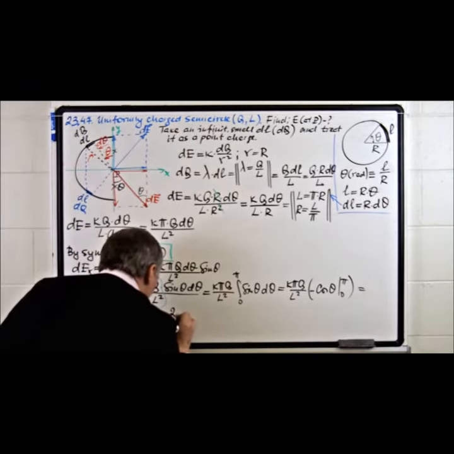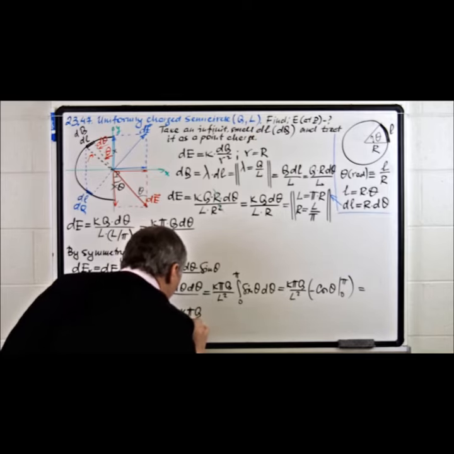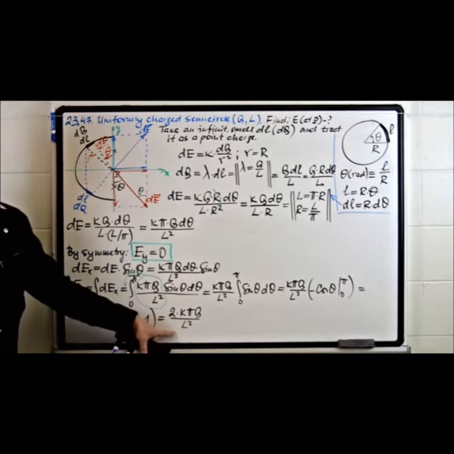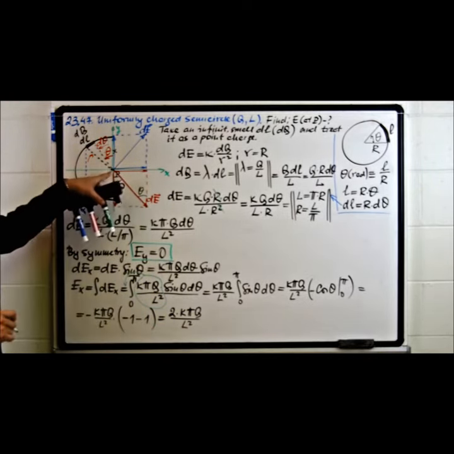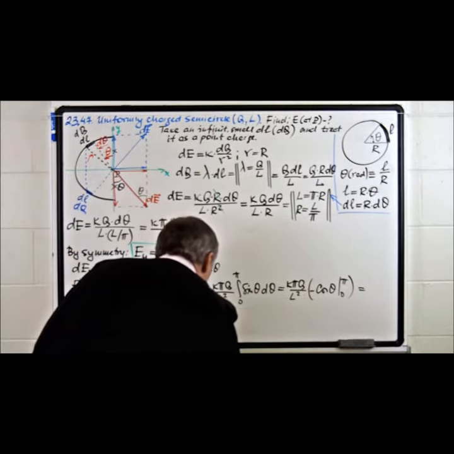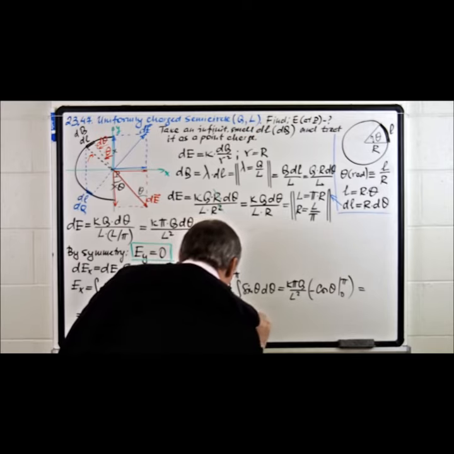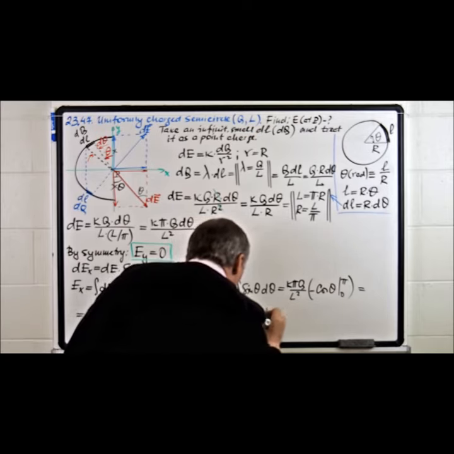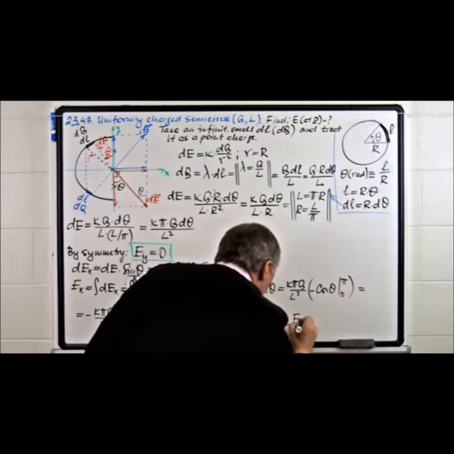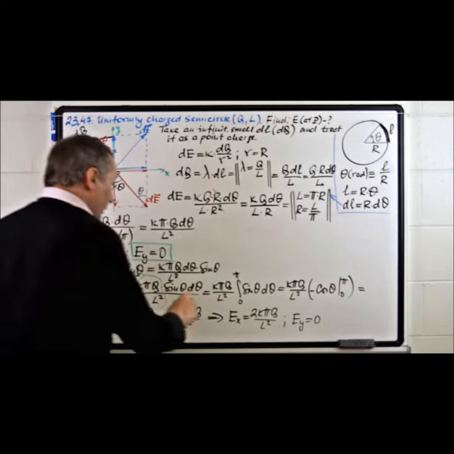It will be 2k pi q over L squared. So that's the x component of the net electric field at point P, and the y component is 0. So let me write over here the answer: E sub x equals 2k pi q over L squared, and E sub y equals 0. Let me frame it.